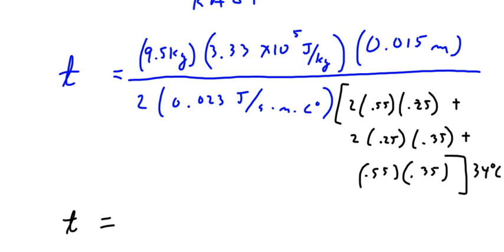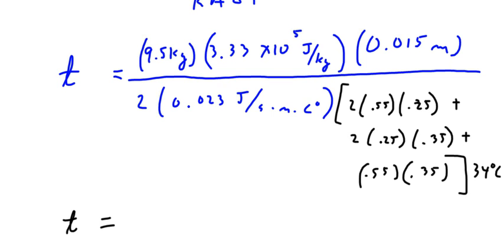9.5 times 3.3355 times 0.015. All right, so I got the top, divided by parentheses, 2 times 0.023 times, open parentheses, 2 times 0.55 times 0.25 plus 2 times 0.25 times 0.35 plus 0.55 times 0.35, close parentheses, times 34, equals.